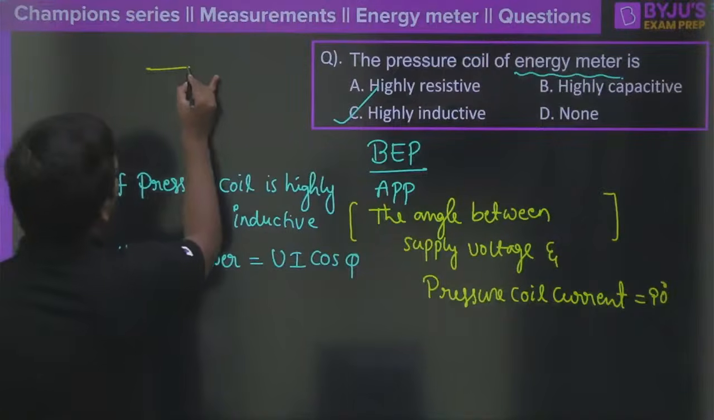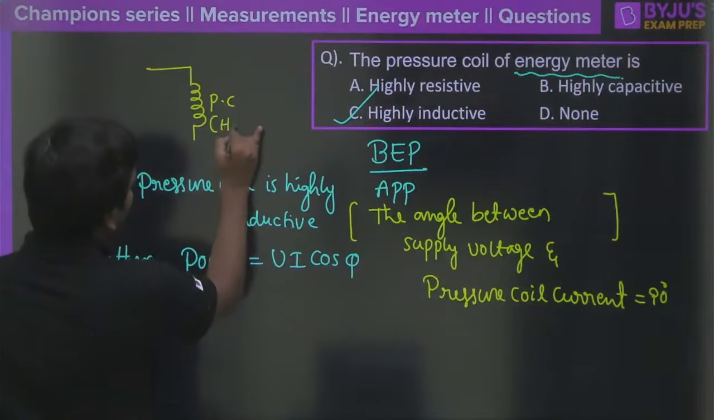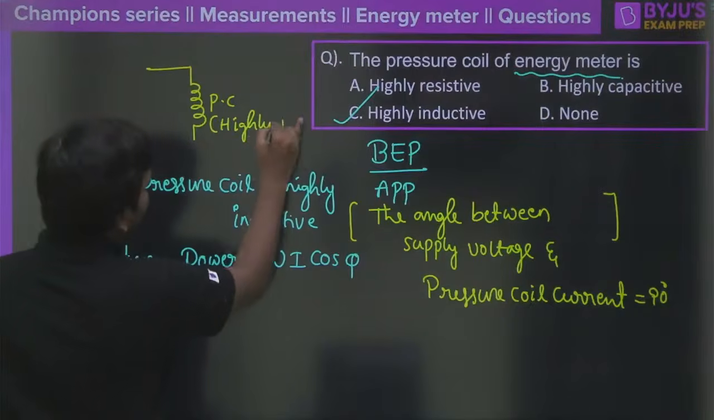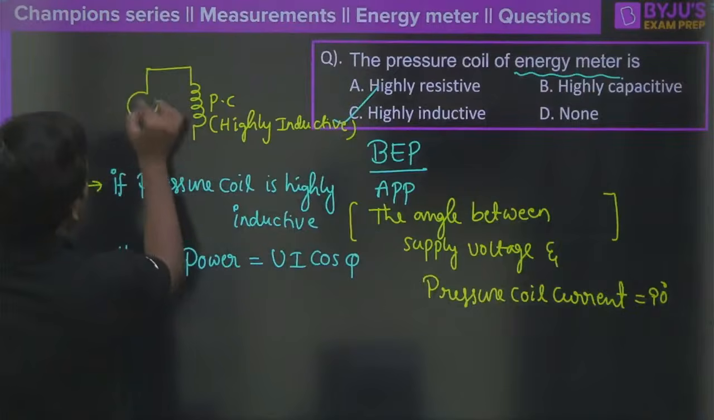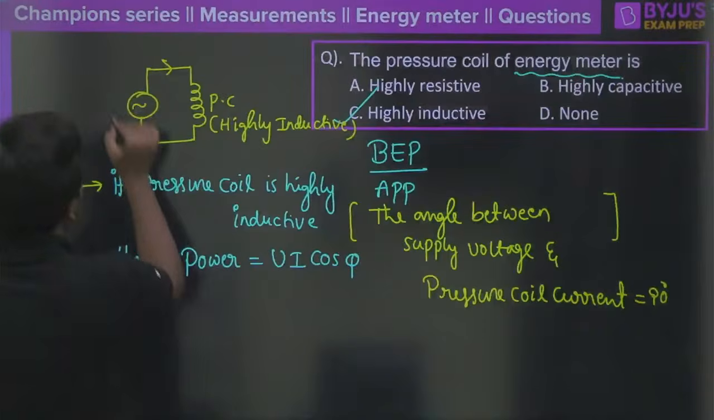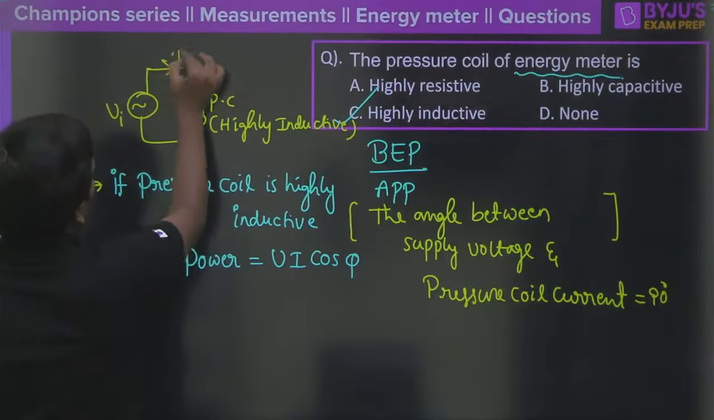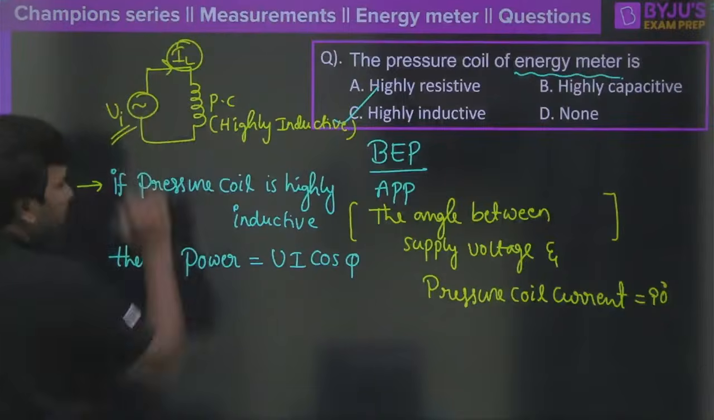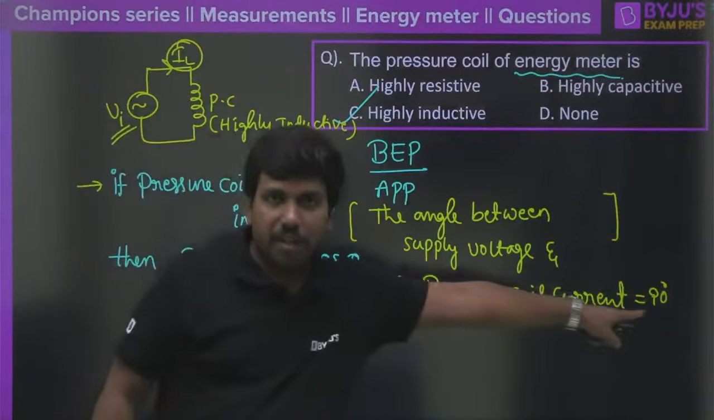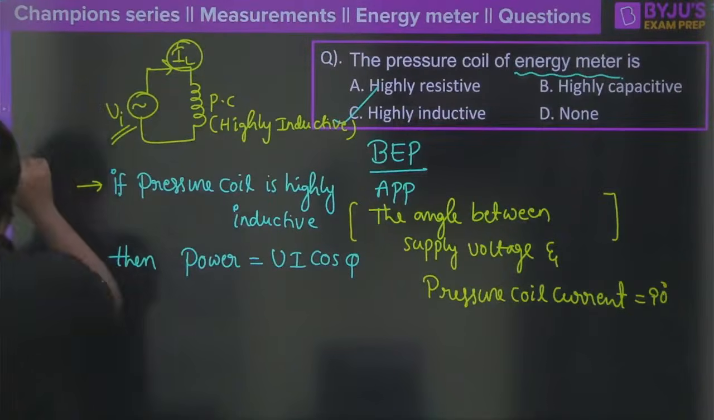Suppose this is the pressure coil here, and I am saying it is highly inductive, and I connect a single phase supply to it. At steady state, let us say this is the V phasor, and this is the IL phasor. Now you must understand the current going to the pressure coil will lag the voltage by 90 degrees. That's why I mentioned that it is 90 degrees. Clear?